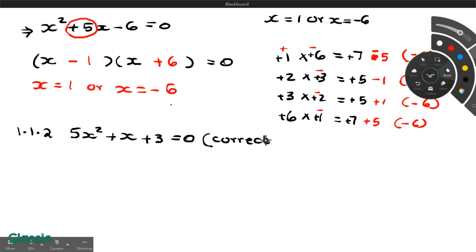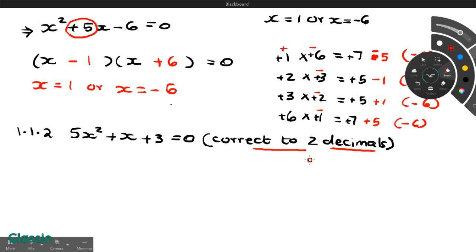correct to 2 decimals or decimal places. Correct to 2 decimals or decimal places. So once you see this instruction, you should always remember that factorization will never give you values in the form of decimals.